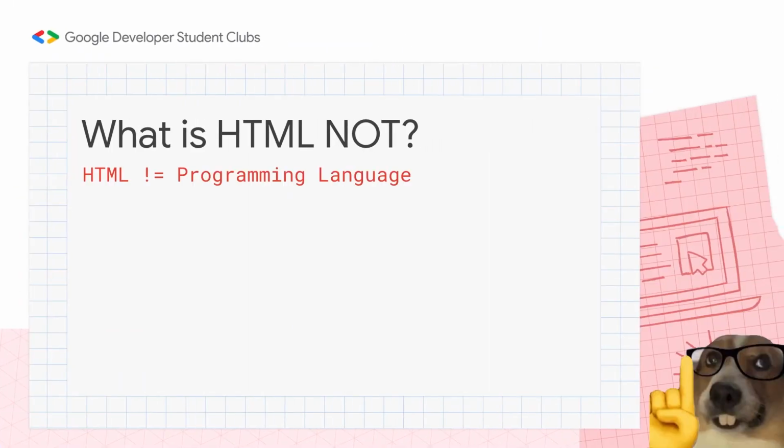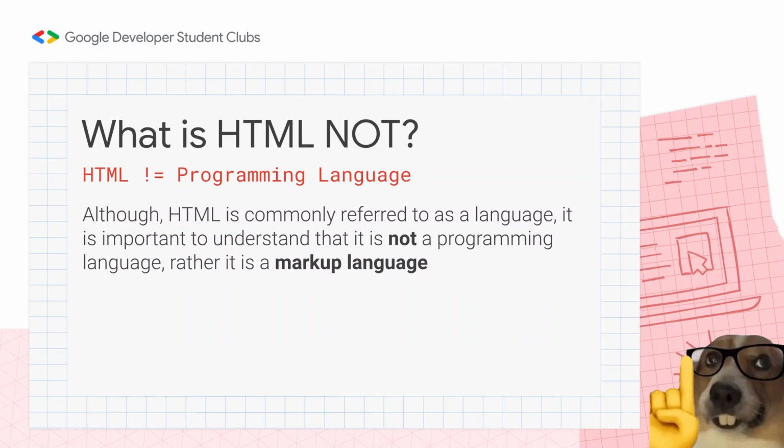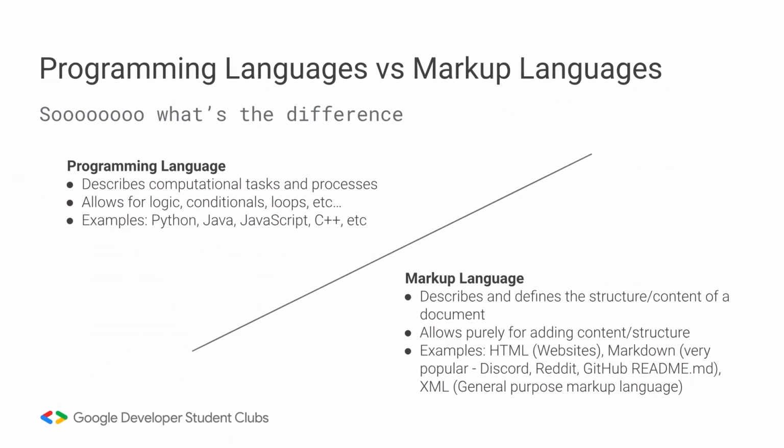What is HTML not? It is not a programming language. Although HTML is commonly referred to as a language, it is important to understand that it is not a programming language. Rather, it is a markup language. So what's the difference? Programming languages, which you're learning in class, like Python, Java, JavaScript, C++, etc., allow you to make logic, conditionals, loops, for loops, if statements. Markup languages describe and define the structure and contents of a document. It's only for structure and content. It does not have logic, conditionals, etc. Examples include HTML for websites, Markdown, very popular on Discord, Reddit, GitHub READMEs, and there's also XML, which is a general purpose markup language.